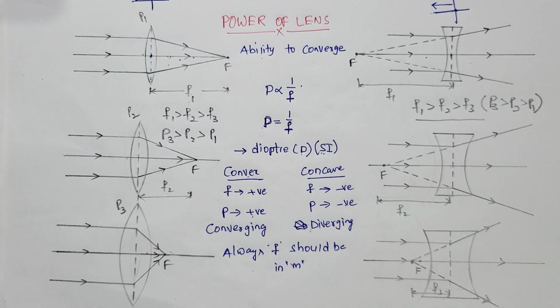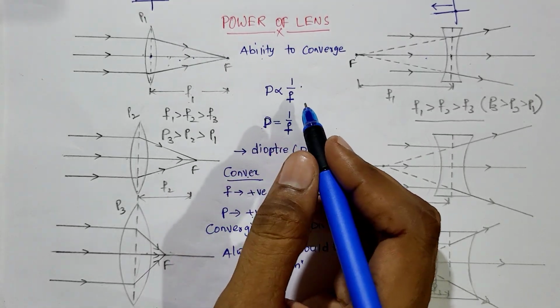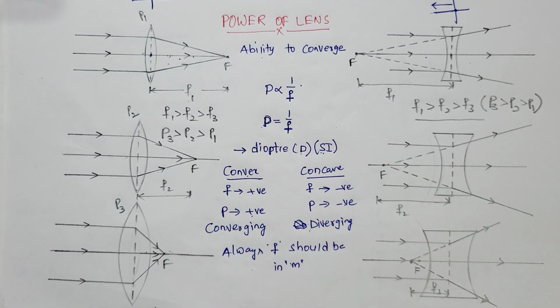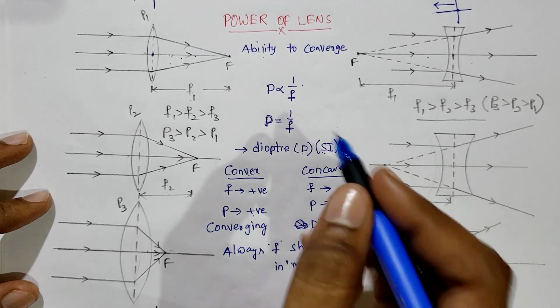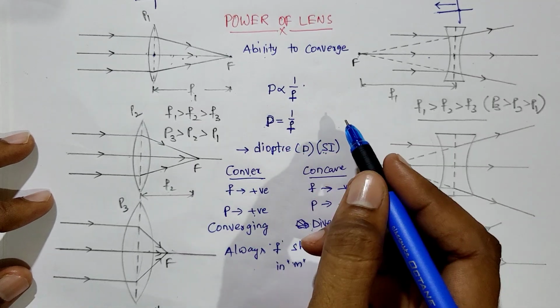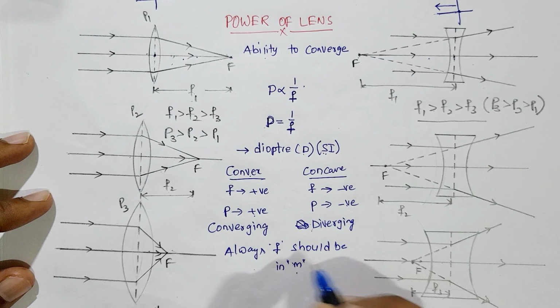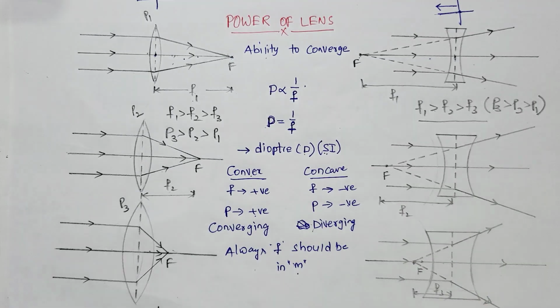Now what to do if f is given in centimeters? Don't change any formula. If they give focal length in centimeters, first convert it into meters. How to convert centimeters to meters? That is already known, divide by 100, right? So first convert centimeters to meters, then you can find the power of the lens. This is the best way. Unnecessarily adding one more formula to remember to find the power of the lens is not required. Just convert the focal length given in centimeters into meters. After converting centimeters to meters, then you can find the power of the lens.